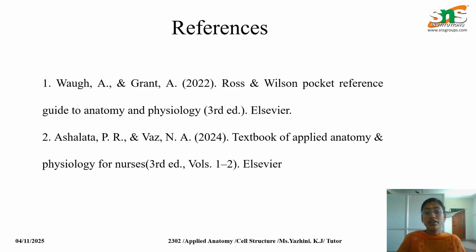This is the mind map of what we have seen from the first slide to the last slide. For any doubts, you can refer to these two books, which are very helpful in learning many aspects of this topic.